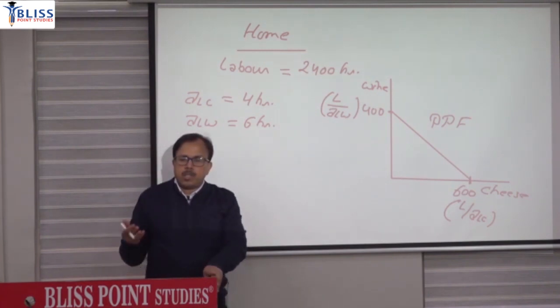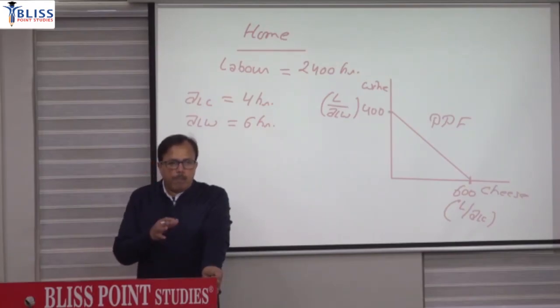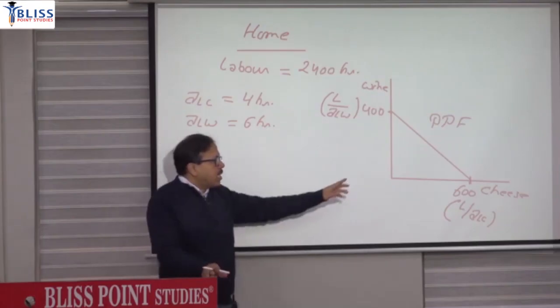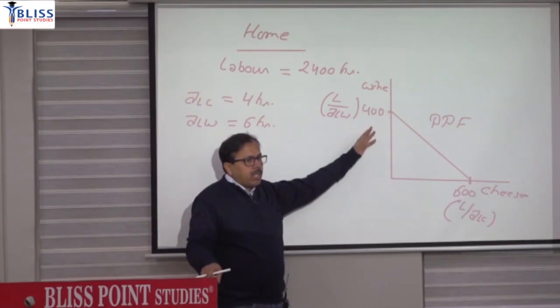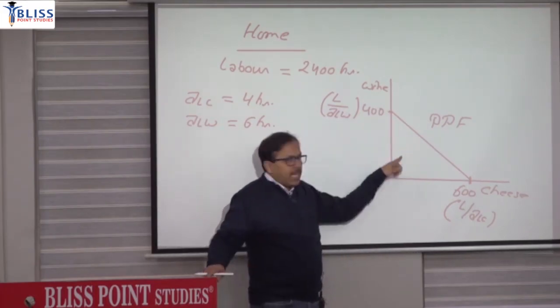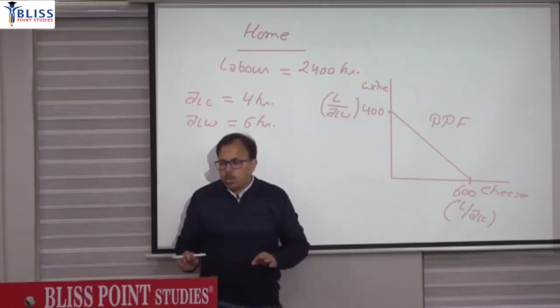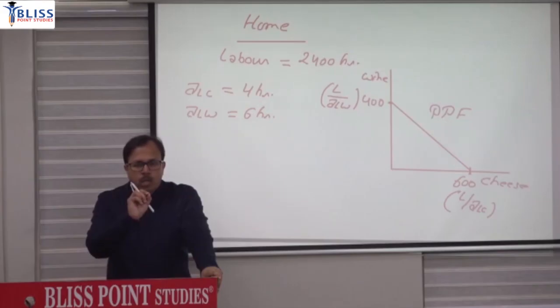So what does the production possibility frontier shows? These are the possibilities of production. You can produce maximum 600 unit of cheese or maximum 400 unit of wine or some combination in between. So any point which is on the line or inside is possible. So this is the production possibility frontier. Can you write down the equation of this line?